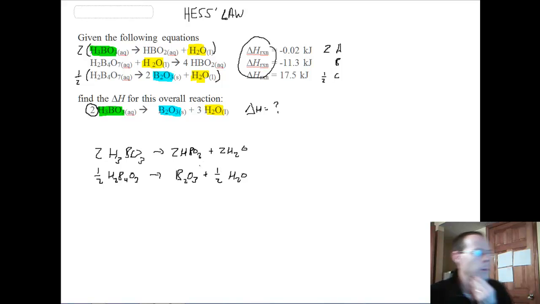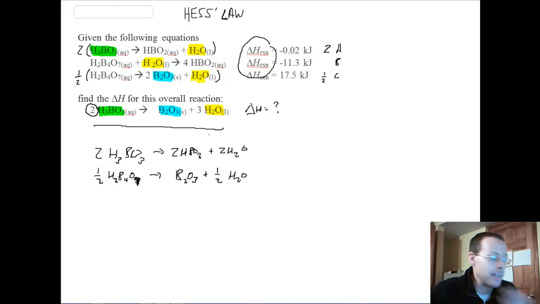Alright, so eventually what we want to happen is all of our equations down here, if we add them up, they should add up to this equation. So notice we have an H2BO4 that's on the reactant side, but we don't have anything H2BO4 related in our overall equation. That doesn't exist. So we need to get rid of this H2B4O7.